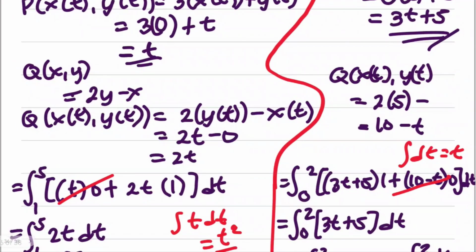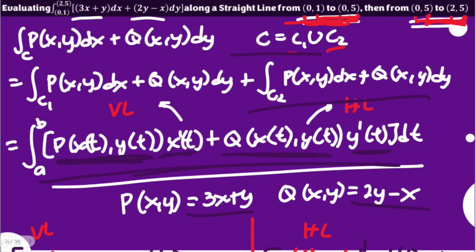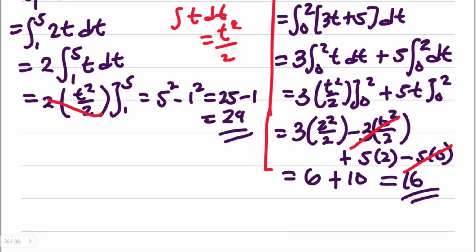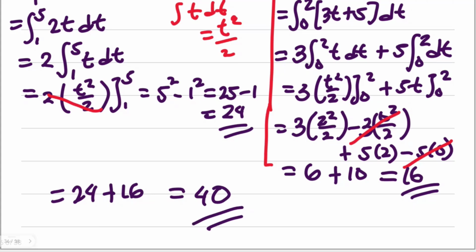Now, since, as mentioned here, C is C sub 1 union with C sub 2, and we know that they are connected, we can use the additivity property where we simply add the individual integrals. So we'll have here simply the final answer equal to 24 plus 16, which would give us 40. Yes, the answer here is 40.